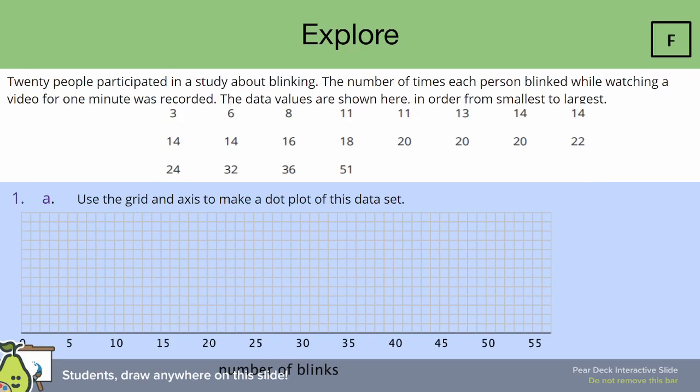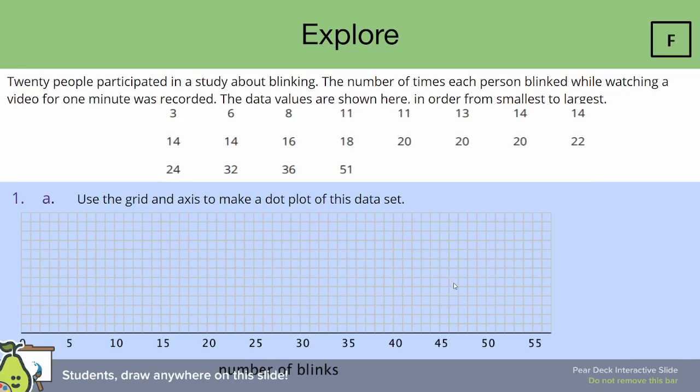All right, welcome back. So, this story reads, 20 people participated in a study about blinking. The number of times each person blinked while watching a video for 1 minute was recorded. The data values are shown here, in order from smallest to largest. This is really good that they organize the data from smallest to largest for us, as that would take some time to do if we had to do it on our own. So, with that out of the way, what do they want us to do? It says, use the grid and axis to make a dot plot of this data set.